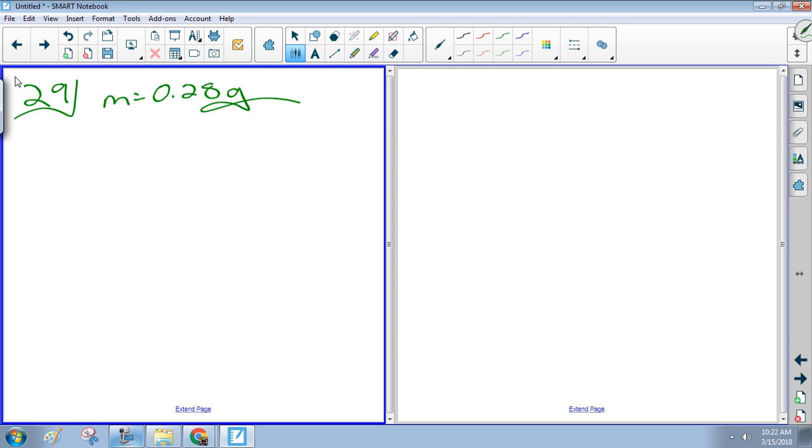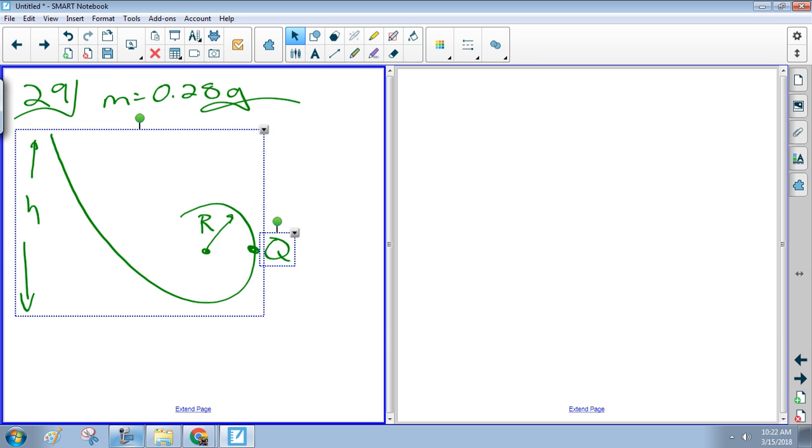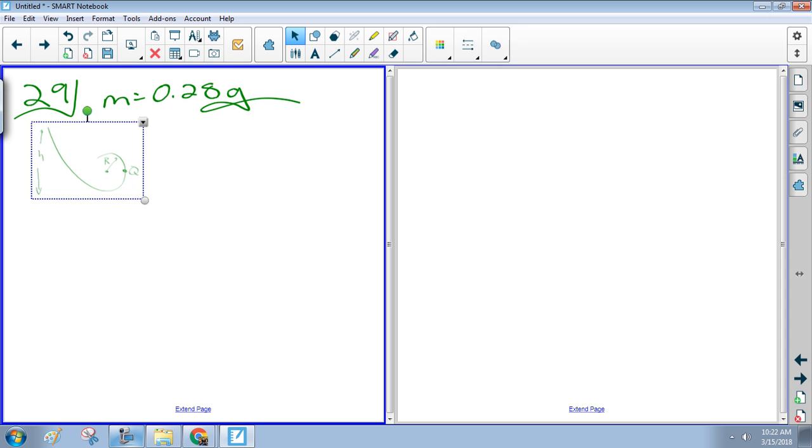So the drawing it gives you is this. It tells you that this distance here is h. You're told that the loop has a radius of capital R. This point over here, horizontal from the center of the loop, is called point Q. So there's our drawing, our little sketch.